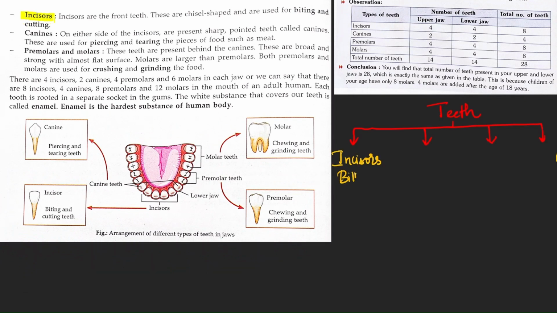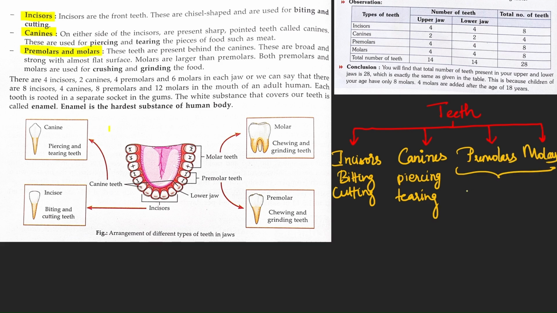Teeth are of 4 types: incisors, canines, premolars and molars. Incisors are the front teeth. These 4 are called incisors. Incisors are front teeth. These are chisel shaped and are used for biting and cutting.